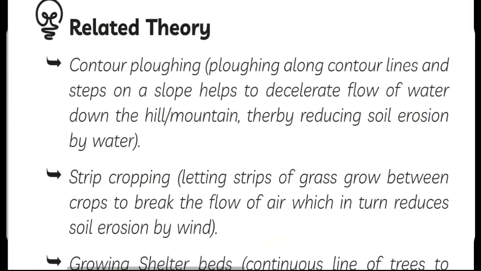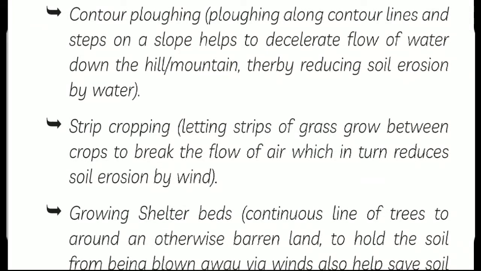Now the related theory to this question is, we will know one by one what is contour plowing, what is strip cropping, and what are shelter belts. So first, contour plowing. It means plowing along contour lines and steps on a slope, helping to decelerate the flow of water down the hills and mountains, thereby reducing soil erosion by water. So contour plowing is used in hilly areas where mountains are found. So they are plowing along the steps of the hills.